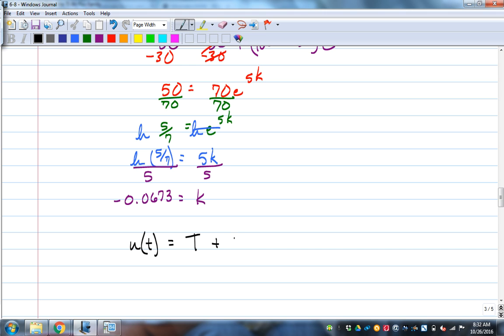Now we have this e to the negative 0.0673 t. We've got that function going. Well, we know the initial temperature of the room is 30. We know the initial temperature of the object was what? 100. So we know a lot of this stuff now.